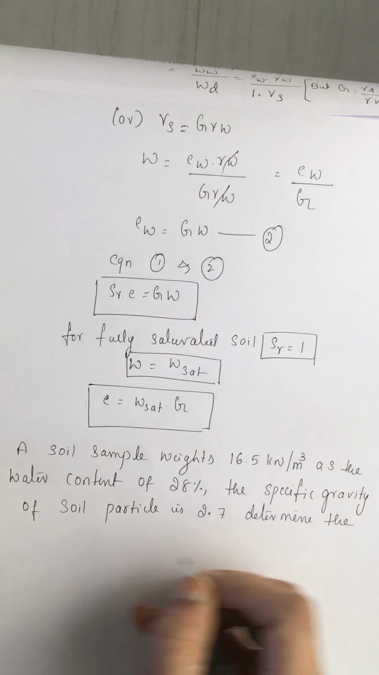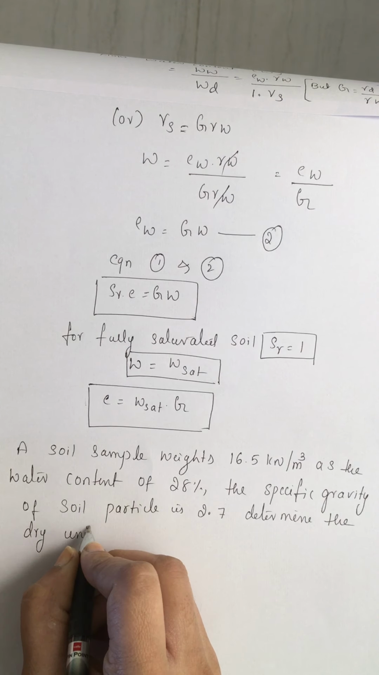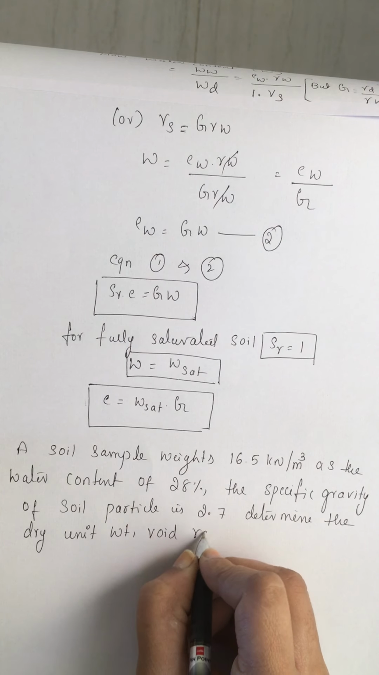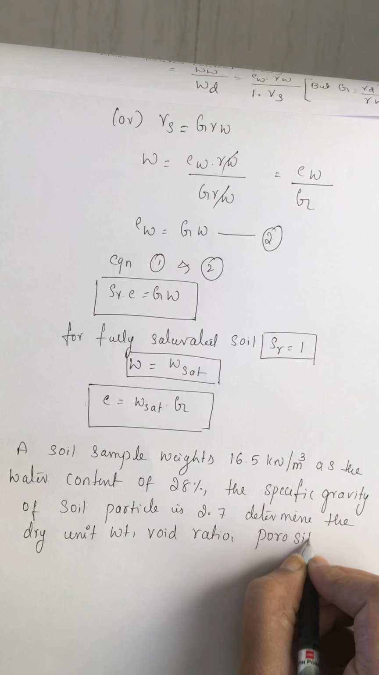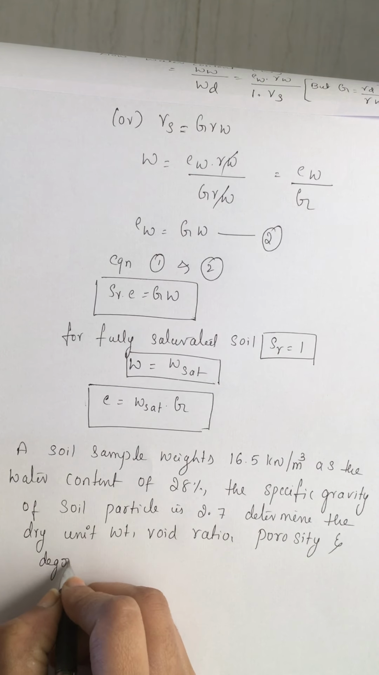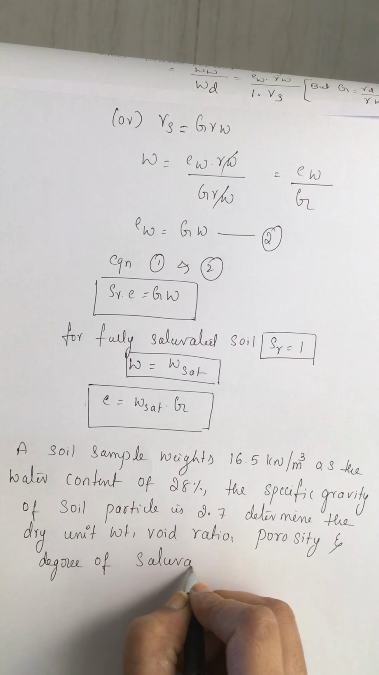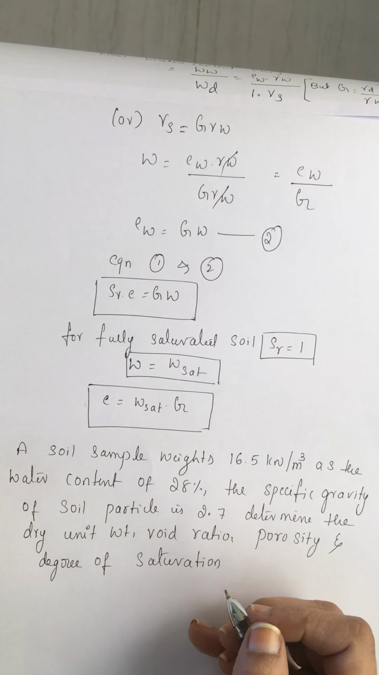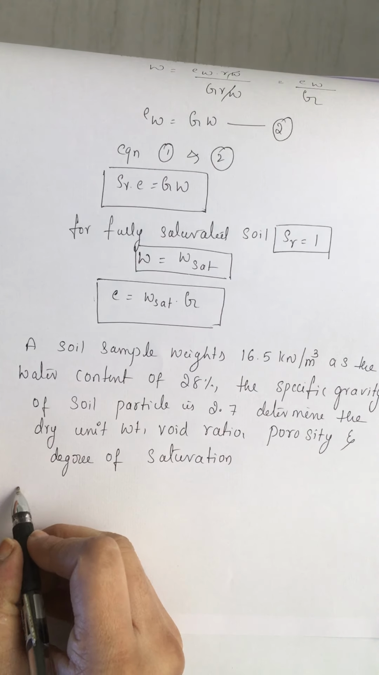the dry unit weight, void ratio, porosity and degree of saturation. Let us find out all these values. So write down the solution.